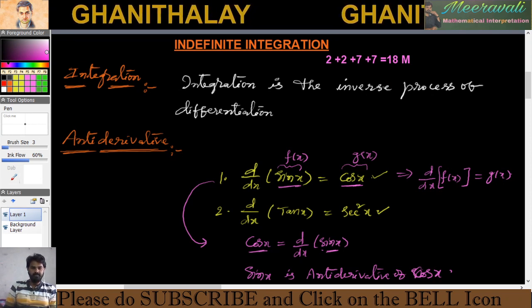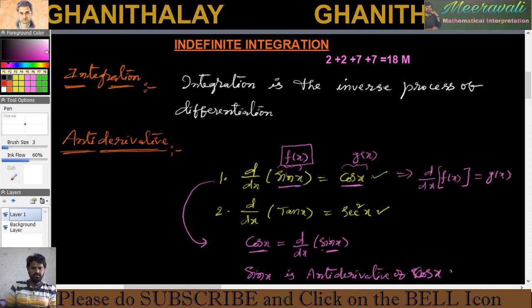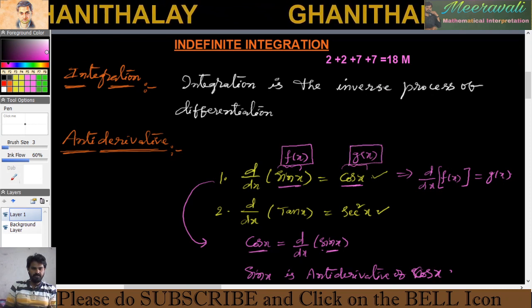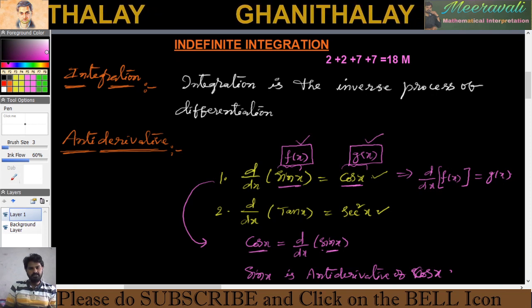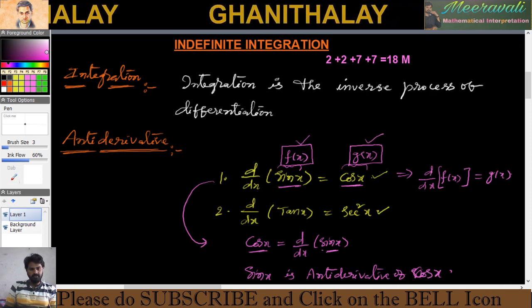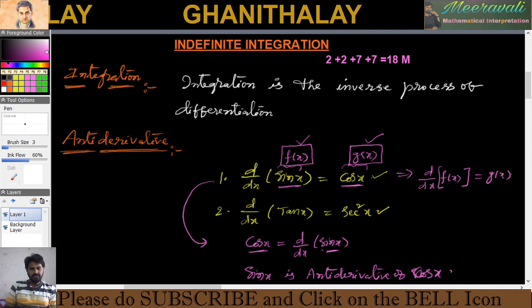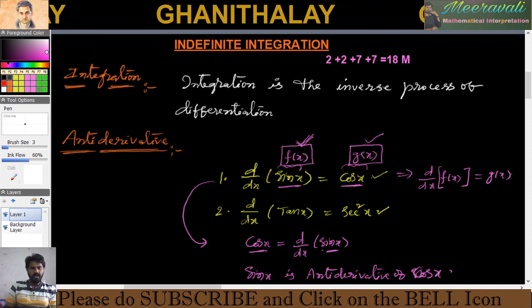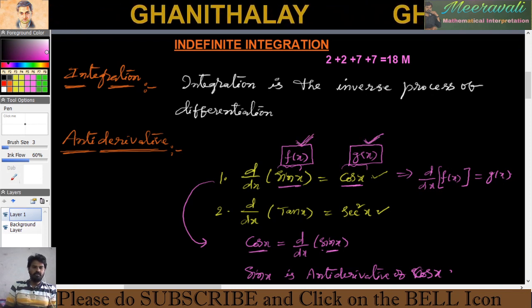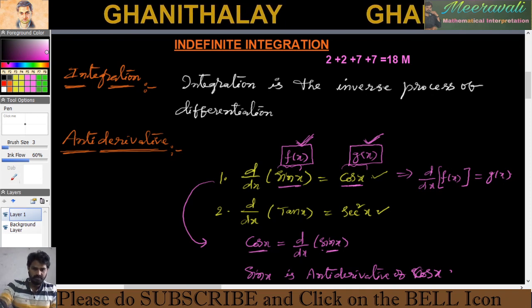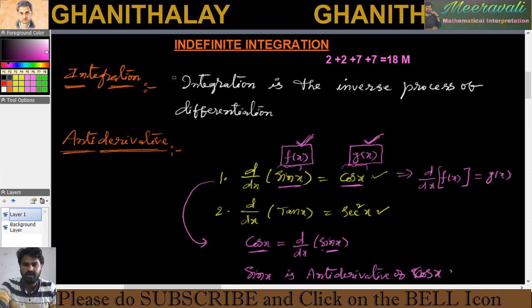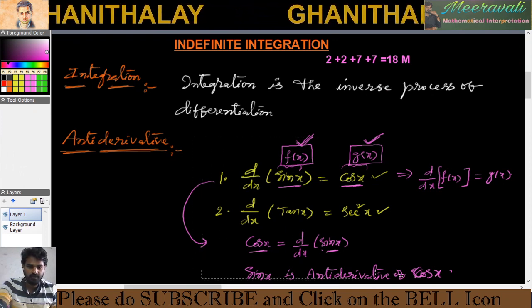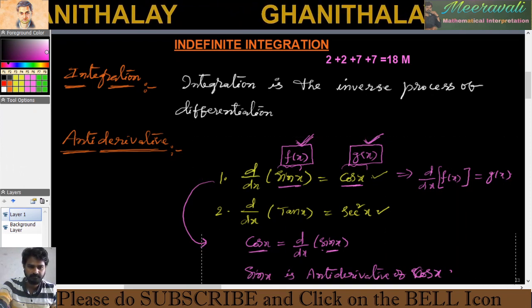That means if we differentiate one function and get another function, that is, derivative of f of x is equal to g of x, then g of x is called the derivative of f of x, and also f of x is called the antiderivative of g of x. Antiderivative of cos x. Cos x means g of x. This is the concept. In the same way, we have to write some more concepts about this one.